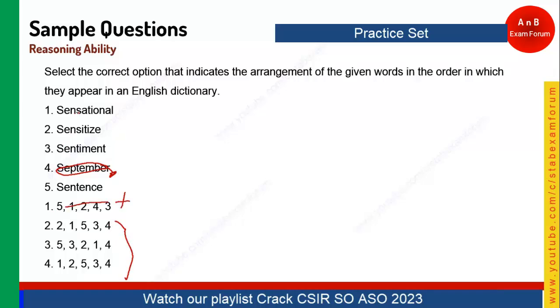Let's see next, SST. Again T, so these two should come before last. Okay, 3 and 5 should come before last, so we are left with this option. So you can see how we are solving this question. You need to go with your intuition. Try it, solve naturally, you can answer this question very well. So correct answer is option 4.